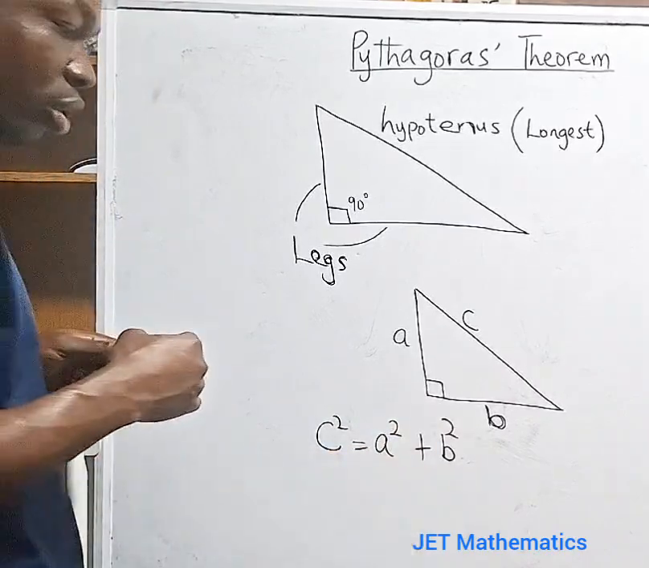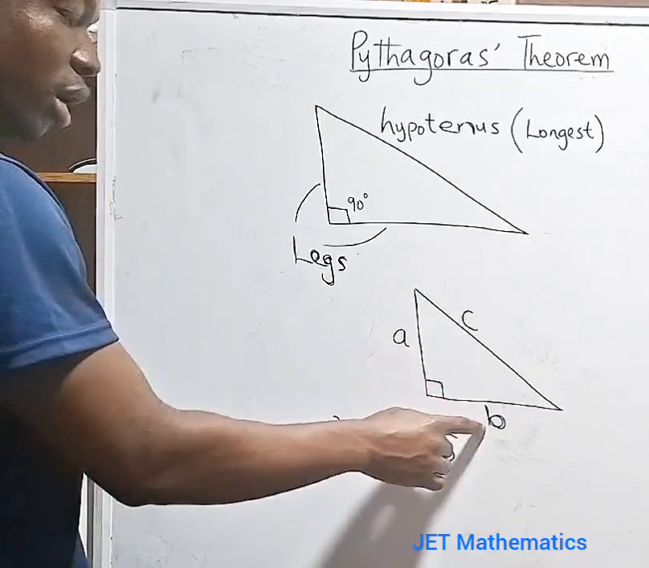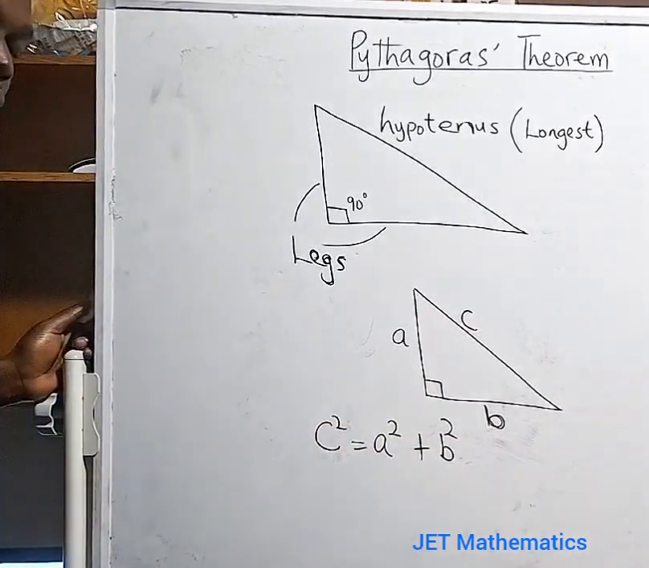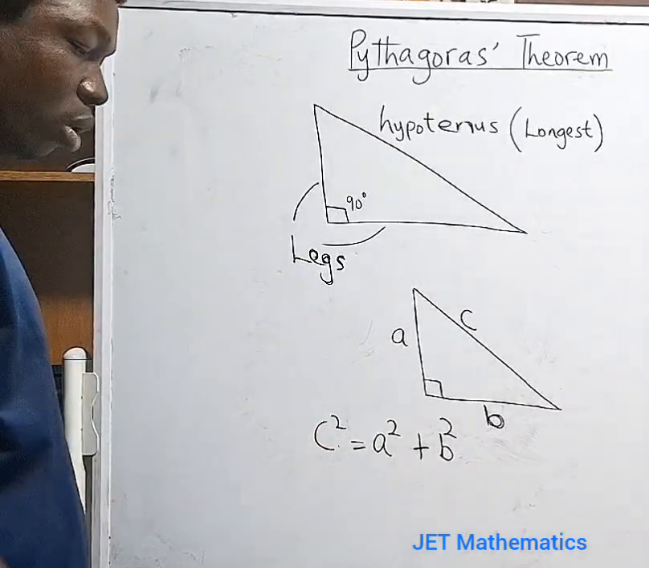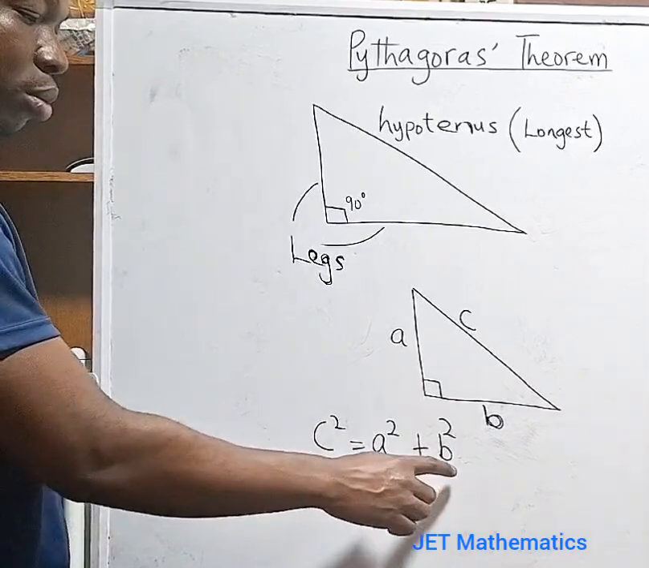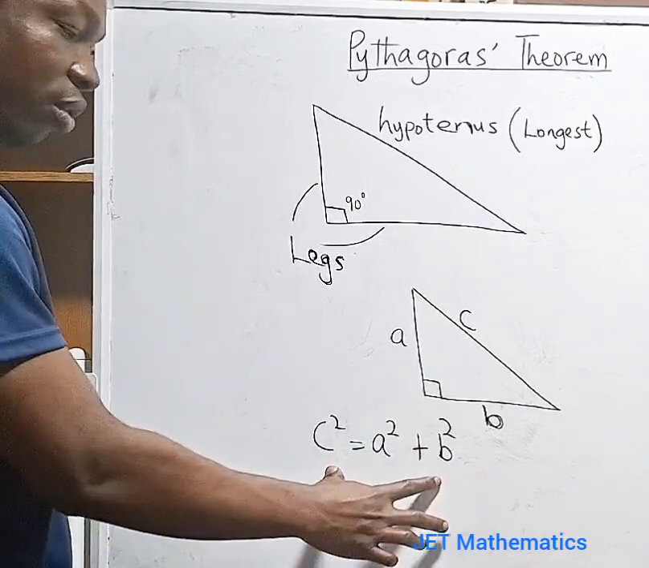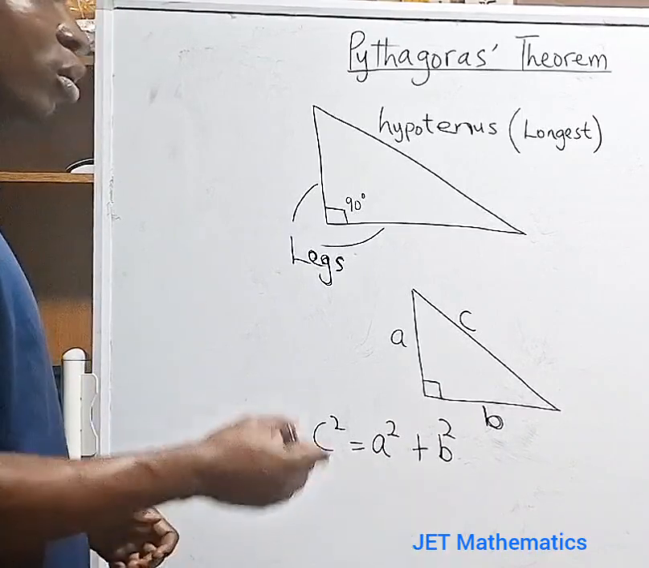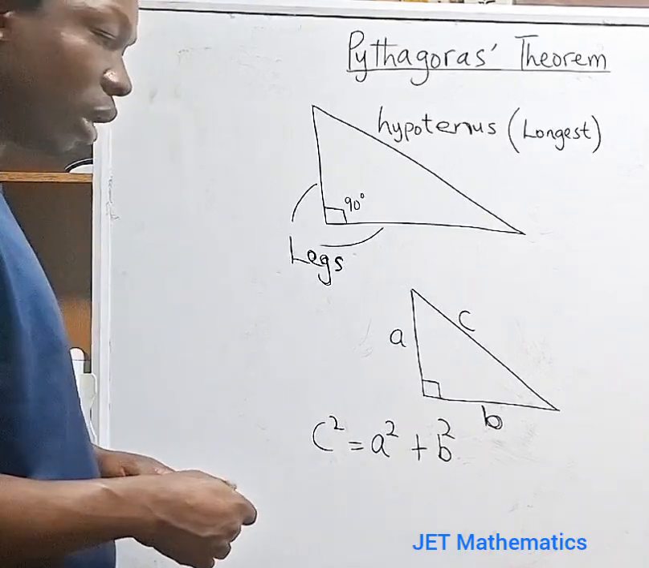So the sum of the squares on the legs is equal to the square on the hypotenuse. So you say C squared is equal to A squared plus B squared. So this is the statement from Pythagoras theorem. And with this statement, we'll be solving problems in our next class.